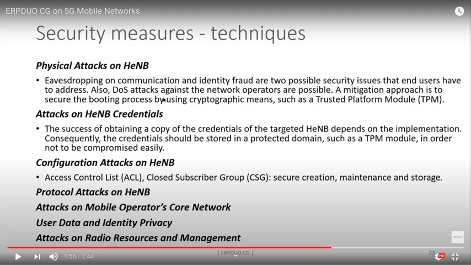All right. And physical attacks, still, as we know, eavesdropping on communication and identity fraud are two possible security issues that end users have to address. Also, DOS attacks against the network operators are possible. Mitigation approaches to secure the booting process by using cryptographic means such as trusted platform module.